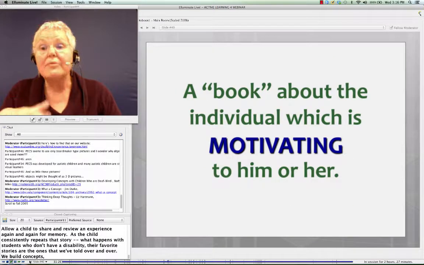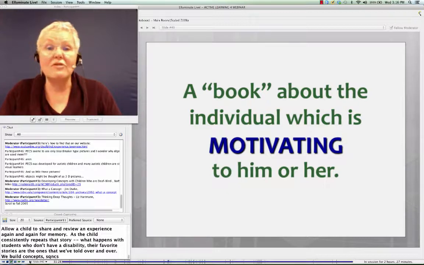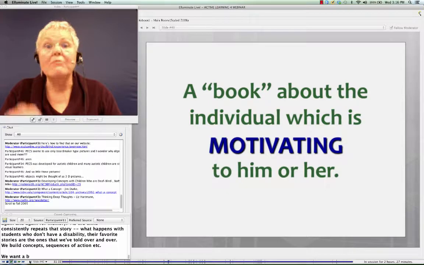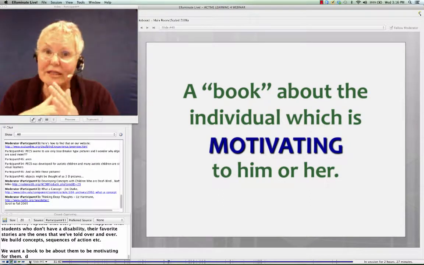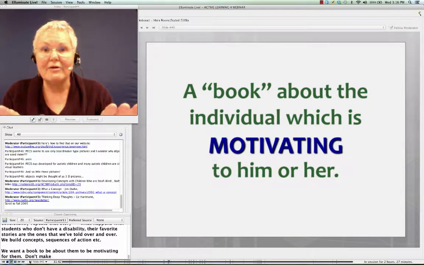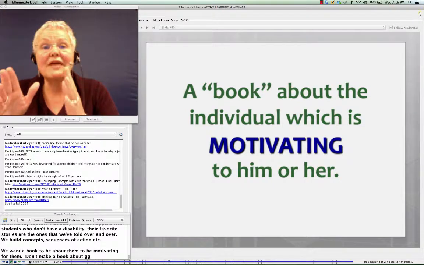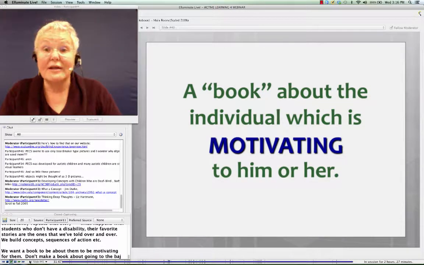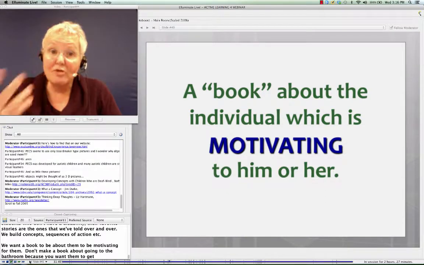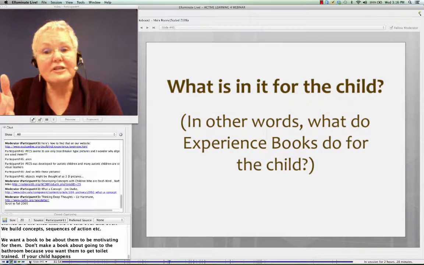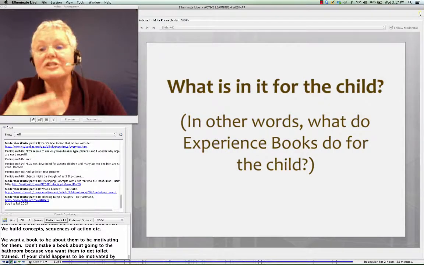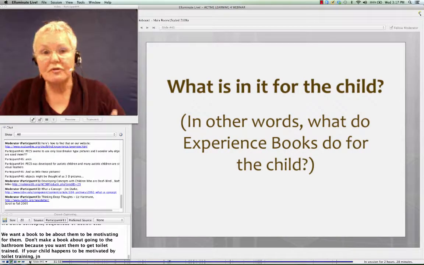A book about the individual which is motivating to him or to her. Okay? Motivating to them, not motivating to me. Oh boy, I want to do a book all about going to the bathroom because I want this kid toilet trained. That's not what this is about. This is about an experience book that motivates the child. Now, if you happen to be lucky enough to have a child who's motivated by toileting, great, but not many of them. And what is in it for the child? In other words, what do experience books do for the child?